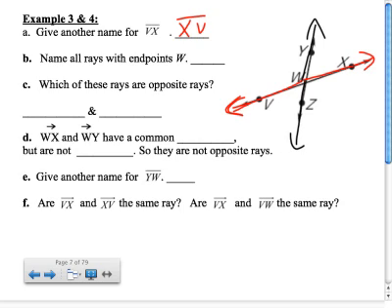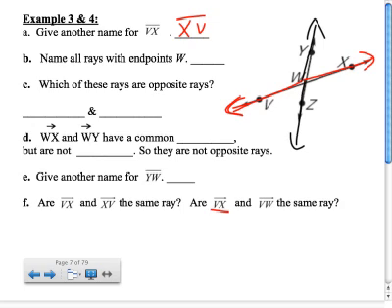It says give another name for segment YW. Well, WY. When you're talking about segments, the only other name is just flip-flop the letters, or the points, I should say. It says, are VX and XV the same ray? Clearly not. They don't have the same endpoint, so they cannot be the same ray.